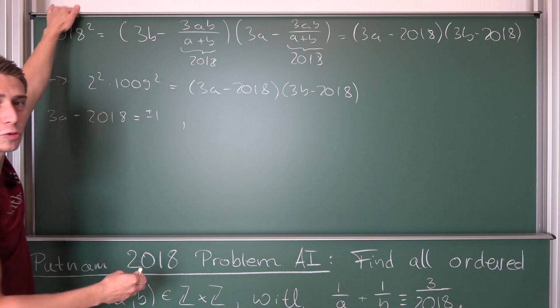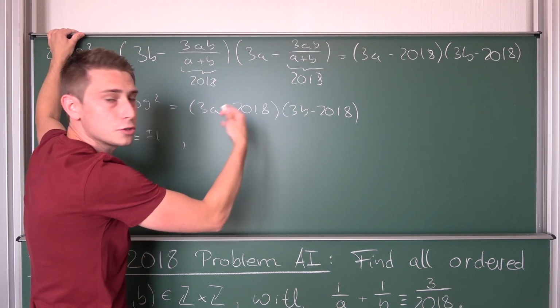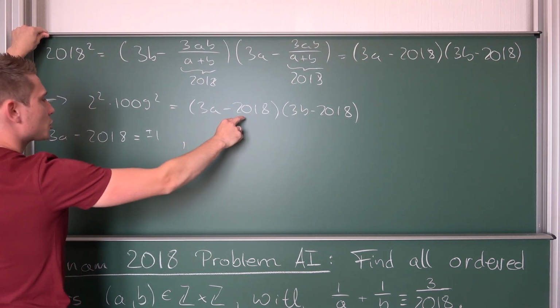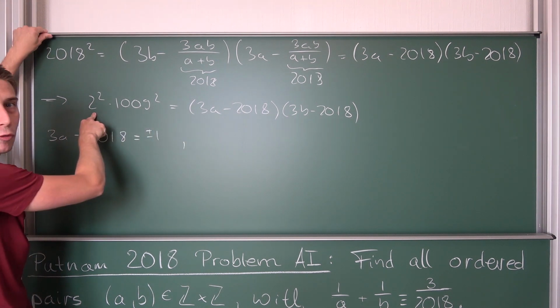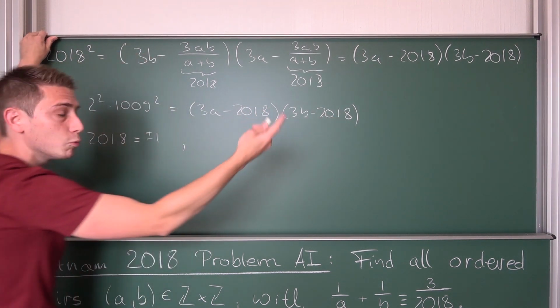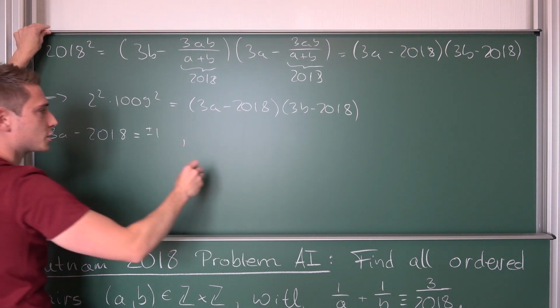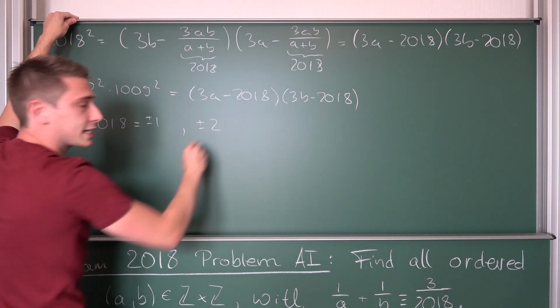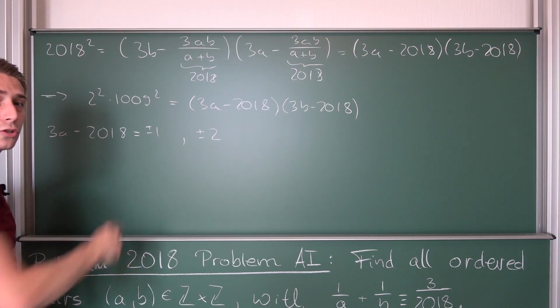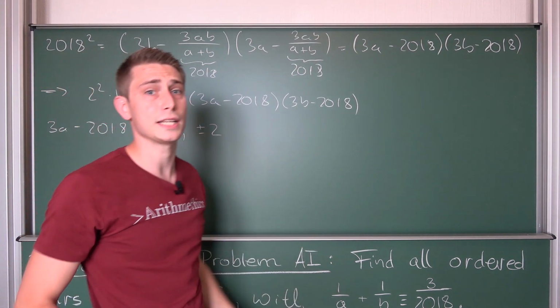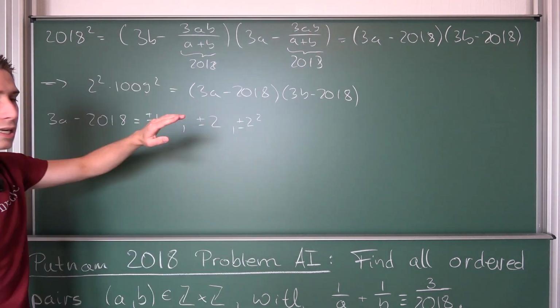Okay, so this is the first one, but what could it be equal to 2? For example, 3a minus 2018 could be equal to 2, for example. Then this factor would be equal to 2 times 1009 squared. So it could be positive or -2, for example. And now you're going to go through all the combinations here, and this outtake you can find on my other channel.